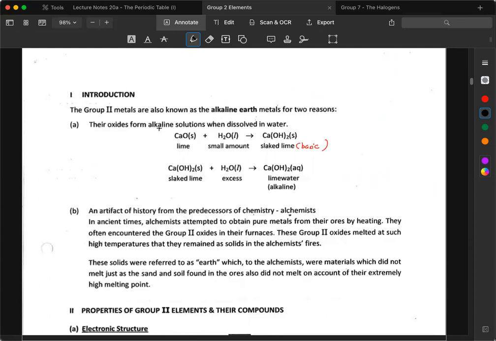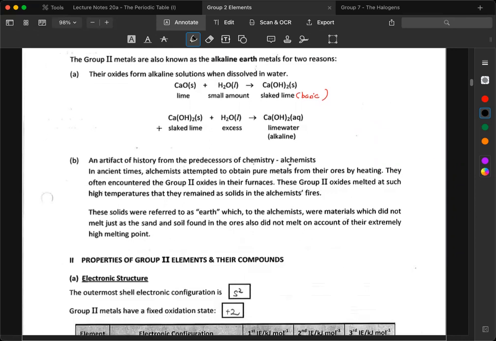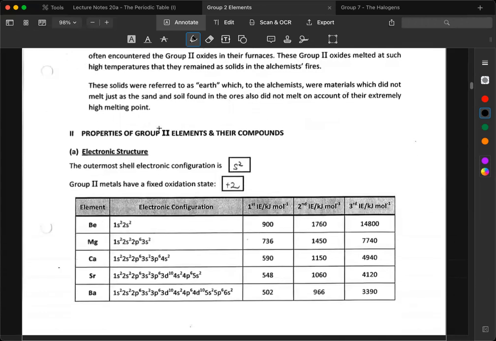The second reason is an artifact of history from the predecessors of chemistry. In ancient times, alchemists attempted to obtain pure metals from ores by heating. They often encountered the group 2 oxides in the furnace. These group 2 oxides melted at such high temperatures that they remained as solids. So these solids were referred to as earth. So they call it earth, that's why it's called alkaline earth. They have such a high melting point, they do not just melt. So these are the characteristics.